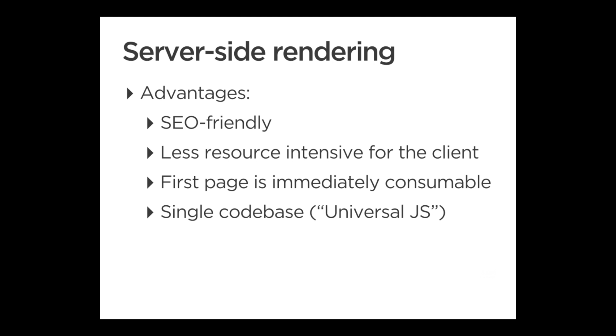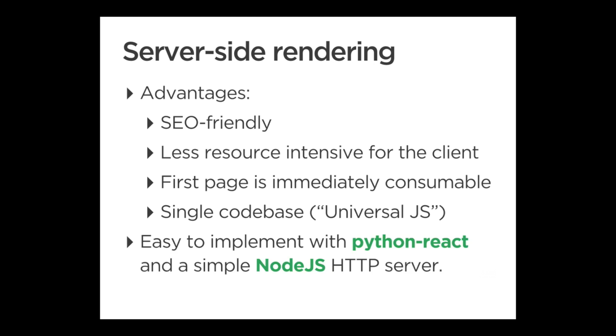So the cool thing here is that you just write your React components once, and you're going to be using the same on both sides. And it is actually pretty easy to implement if you use the right tools. I recommend using Python React, which is a pretty small and cool app that allows you to do server-side rendering with Python, and it also comes with some Django support. And you're also going to need a very small Node HTTP server running on your machine.